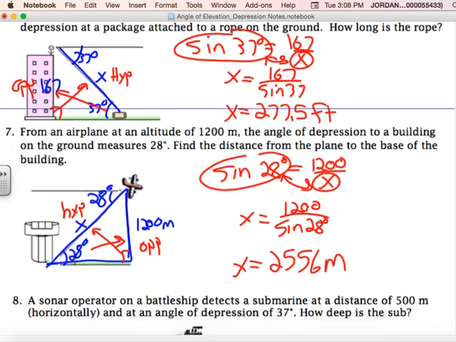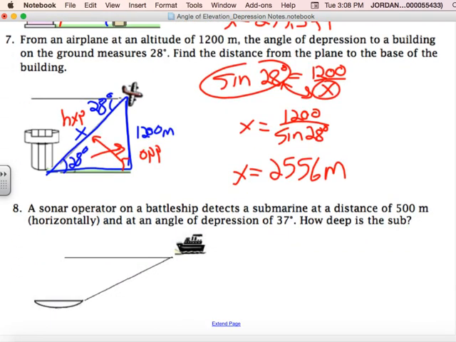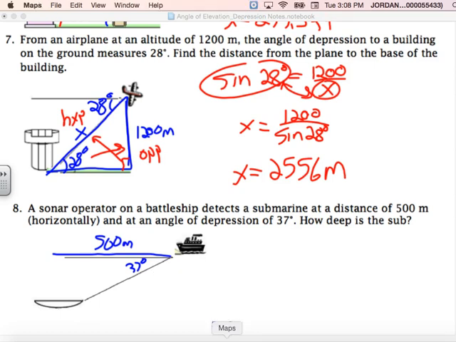Let's do one more and then you guys can try some. A sonar operator on a battleship detects a submarine, oh that's kind of cool, at a distance of 500 meters horizontally. So the distance the ship is from the submarine is 500 meters, and at an angle of depression of 37 degrees. It's really important that you notice it says horizontally. That means the distance going out horizontally, not the distance going down at the angle of depression. So just know it's 500 meters out horizontally. And we want to know how deep is the sub.